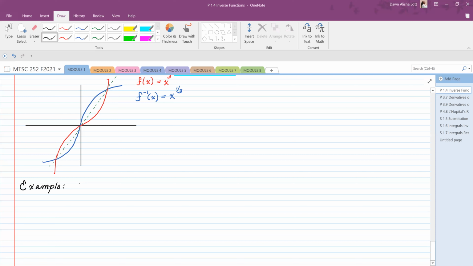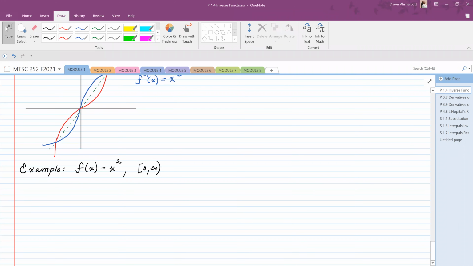So now we want to let f of x equal x squared. But we already know that f of x equals x squared as it is fails the horizontal line test. If I restrict it between 0 and infinity, then I know it's going to pass the horizontal line test. So now I have y is equal to x squared. So switch them, do the switch.